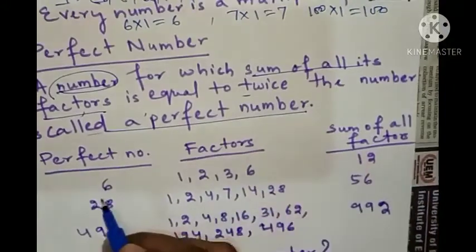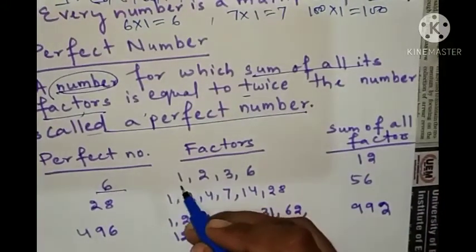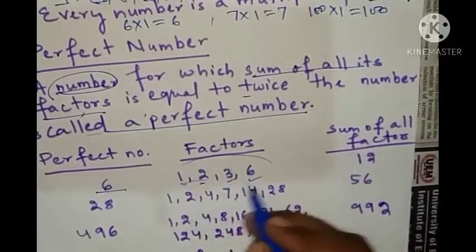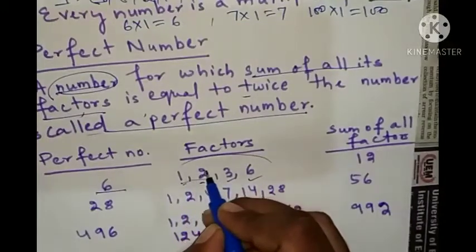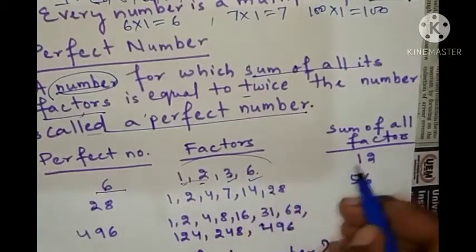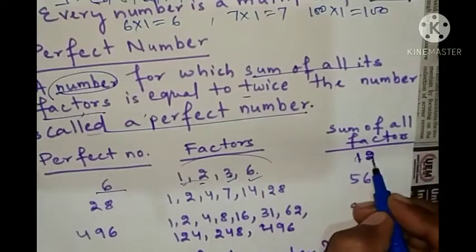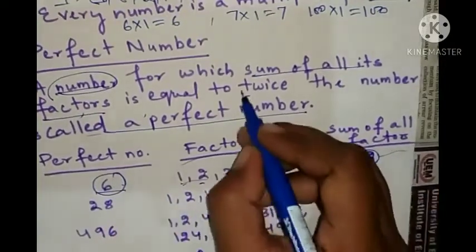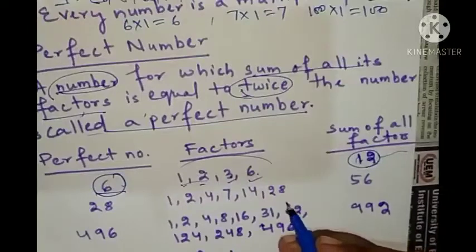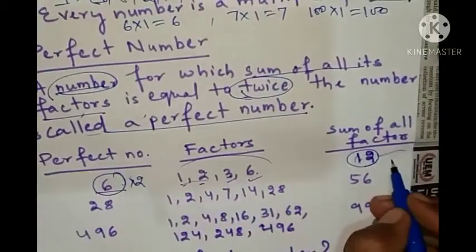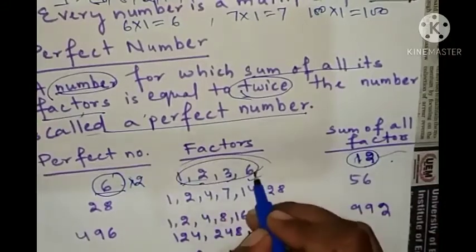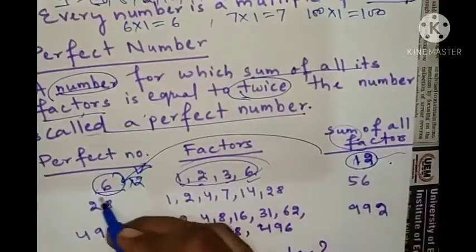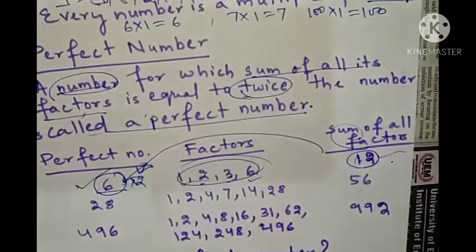Let's see some examples. 6. We'll find the factors of 6: 1, 2, 3, 6. Add these factors. What are you getting? 1 plus 2 is 3, 3 plus 3 is 6, 6 plus 6 is 12. So the sum of factors is 12. Is 12 twice of 6? Twice means double. 6 into 2 equals 12. So the sum of factors is twice of 6. That's why 6 is a perfect number.